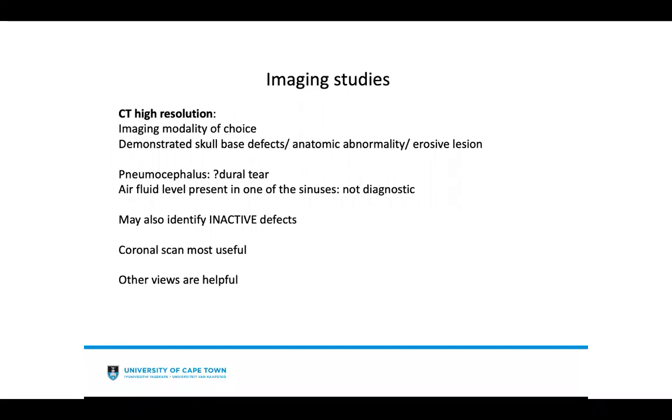Imaging studies, CT high resolution is by far the imaging modality of choice. It can show you where the skull base defect is, it can show you any other anatomic abnormalities, and it can give you an impression of an erosive lesion. You might see a bit of pneumocephalus, and that really should make you think that it might be a dural tear. If you see an air fluid level in one of the sinuses, it could be CSF, but it's not diagnostic. So it could also be other causes of that air fluid level.